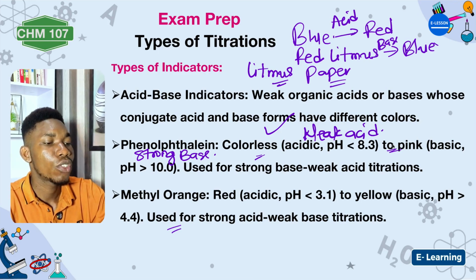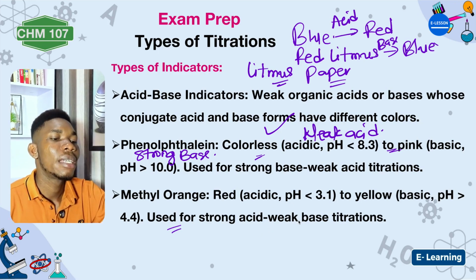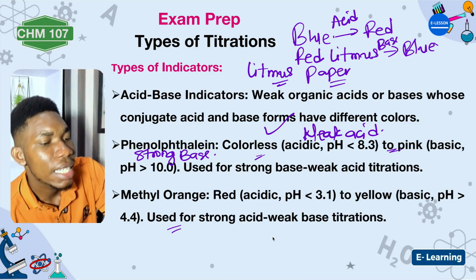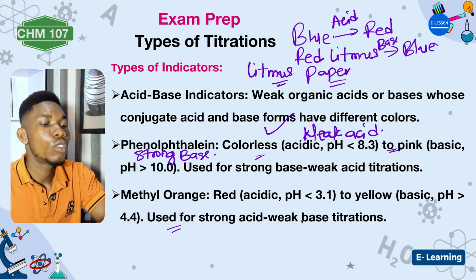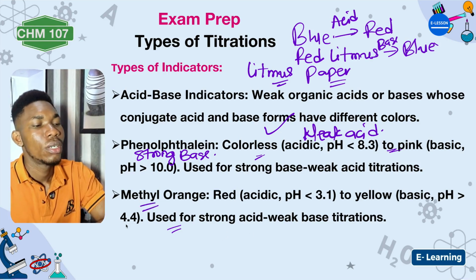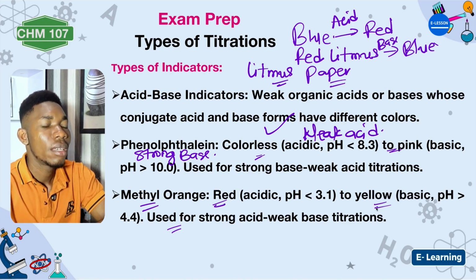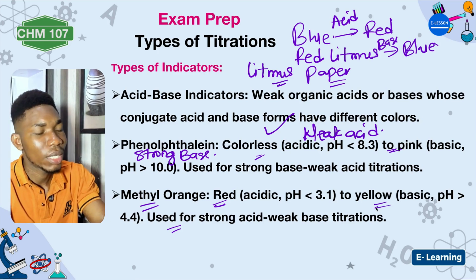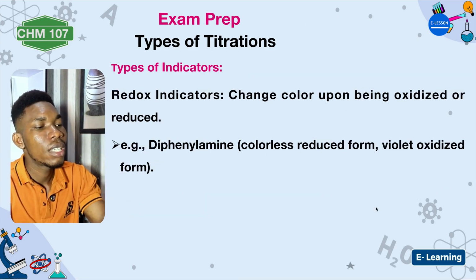Then methyl orange is used for strong acid and weak base titration. You can see strong acid and weak base. When you have a strong acid and strong base, you can use any indicator, universal indicator for that one. But strong acid, weak base, methyl orange, which is red in acidic medium and yellow in basic medium. Please take note of this. It's very, very important. The color changes in various medium.